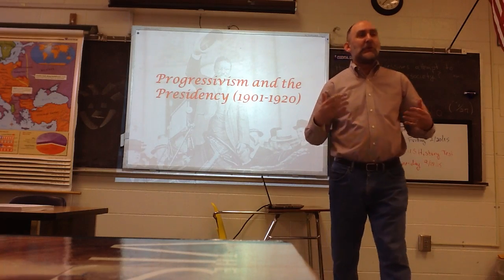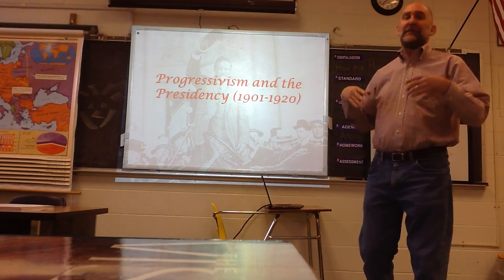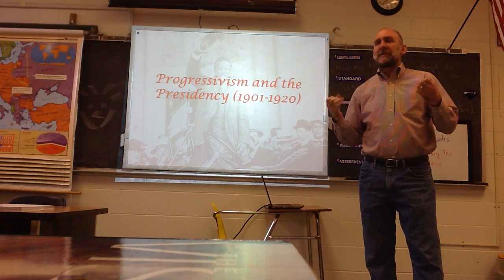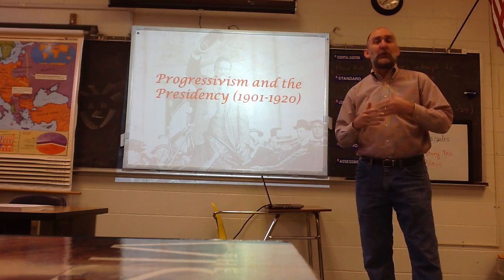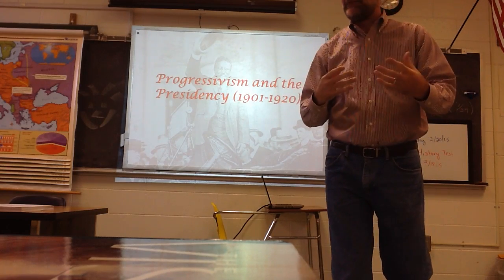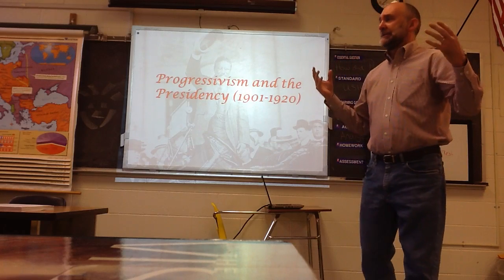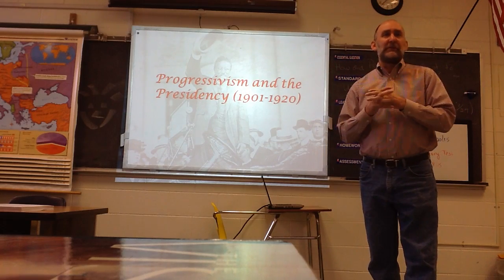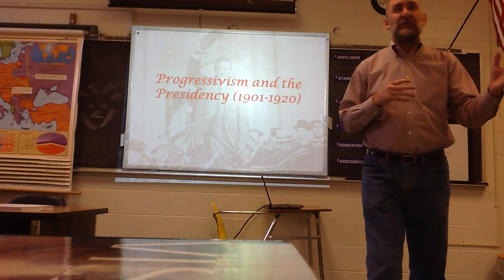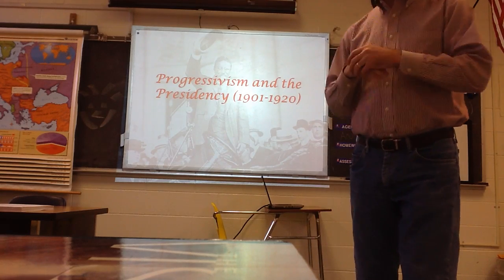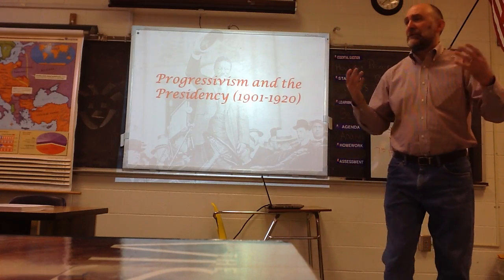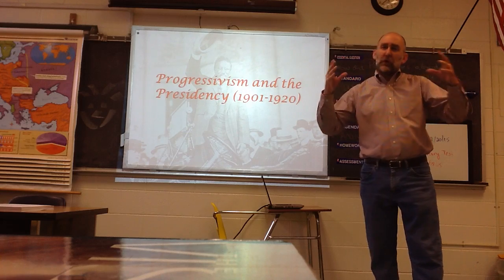Okay, so today we're going to talk about progressivism and the presidency. And if you think about it, the progressive movement is going to start on a local level. You have people like Lincoln Steffens and Upton Sinclair and Robert La Follette, who are starting on a local level trying to fix local problems. Jane Addams creates the Hull House to help immigrants, settlement houses. And so they start on the local level.